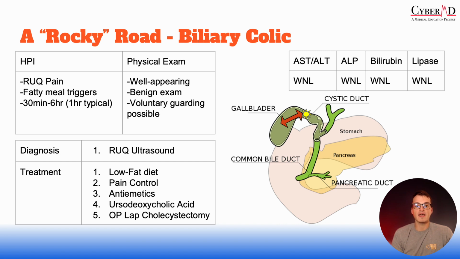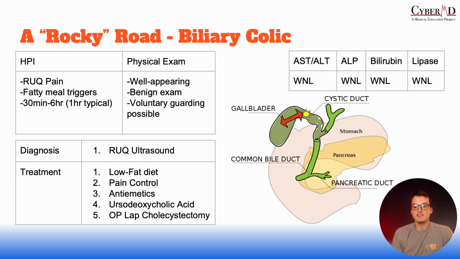However, some patients may have some voluntary guarding as they are nervous about the reproduction of that pain that they were feeling. Because the obstruction comes and goes, there is unlikely to be any derangements in the patient's laboratory findings. This may be diagnosed with a right upper quadrant ultrasound in combination with the patient's history. With that being said, patients with biliary colic typically do not present to an emergency department where they may receive this workup.